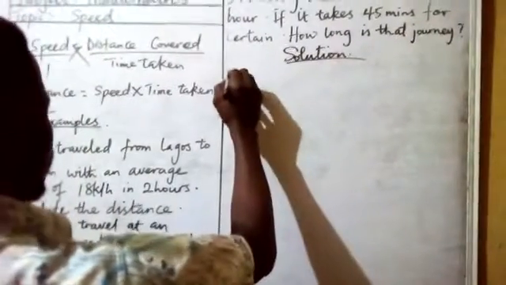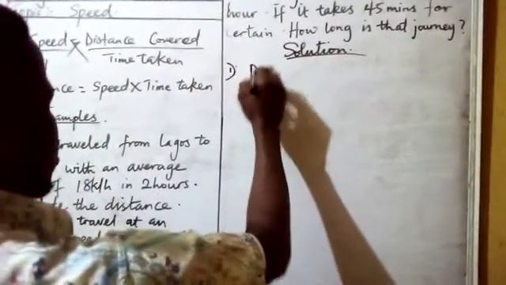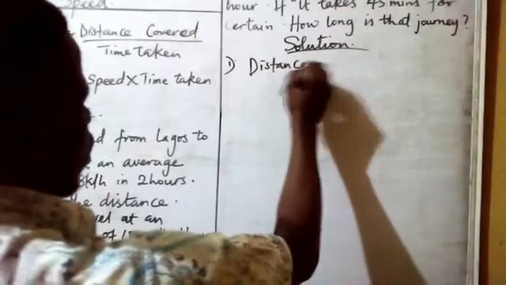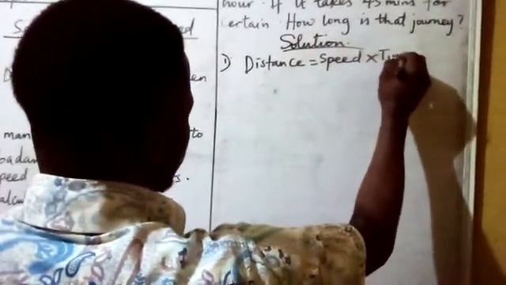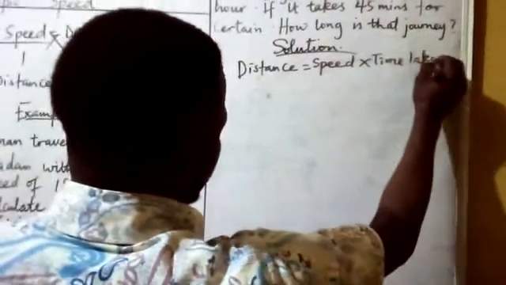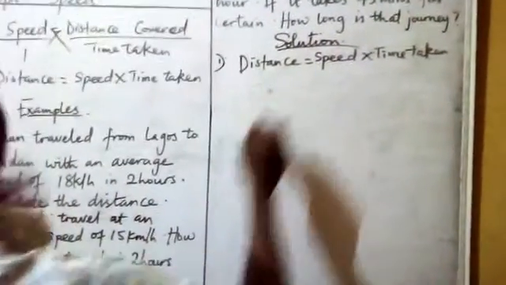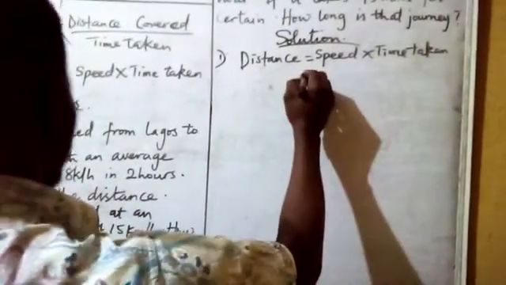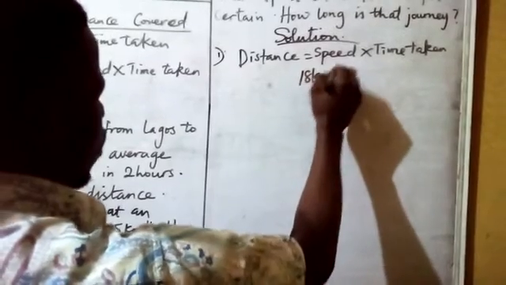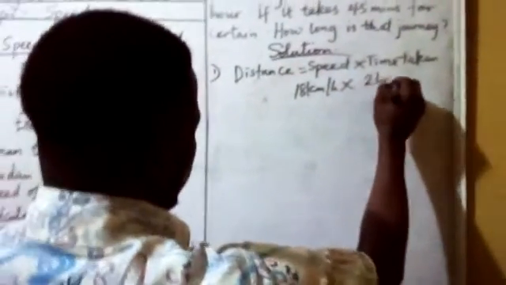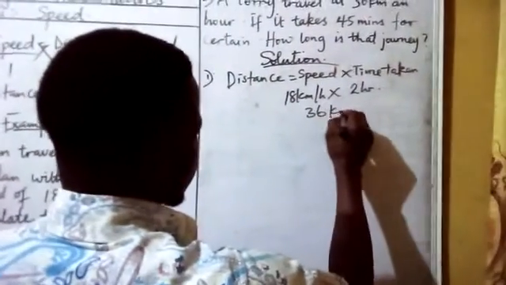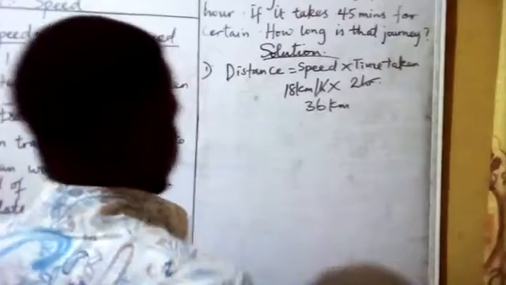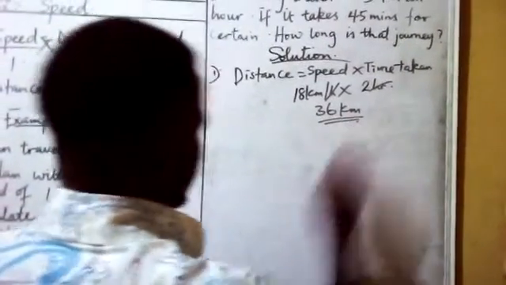So number one, the formula is distance equals speed times time taken. The average speed here is 18 kilometers per hour, times the time here, which is 2 hours. So you just multiply this by this and we have 36 kilometers. This will eliminate this. So our answer is 36 kilometers.